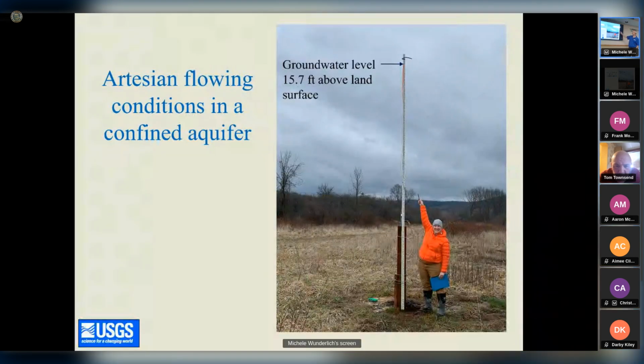This is an example in the Tully Valley where I have done some work, and we drilled a test well here to hit a confined aquifer, and here the water level's 15, 16 feet above land surface.